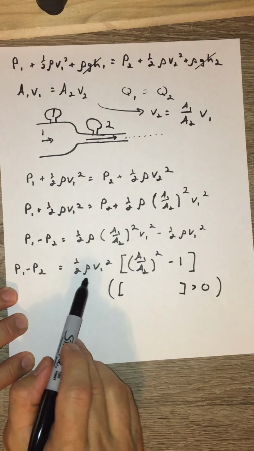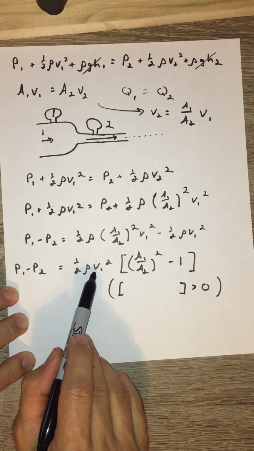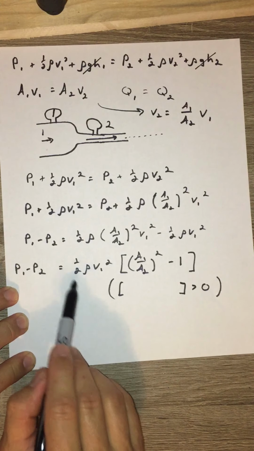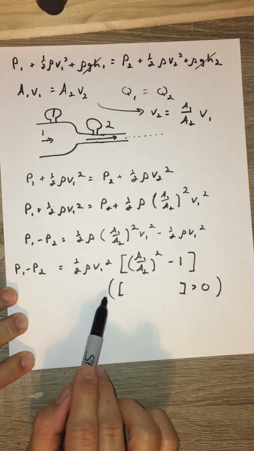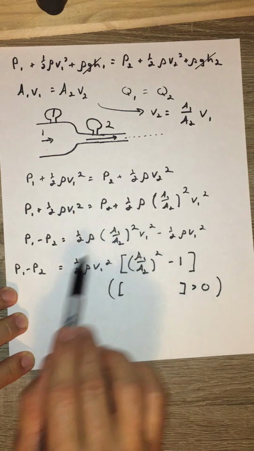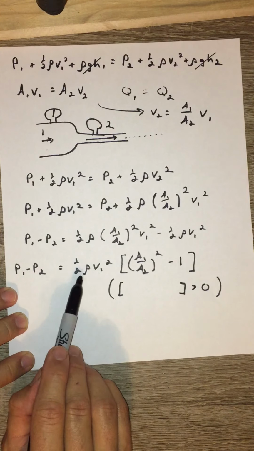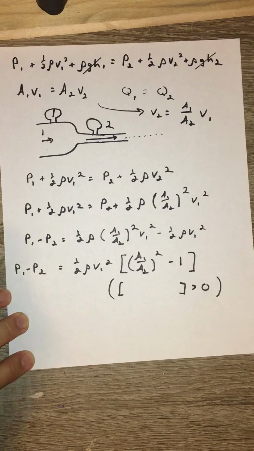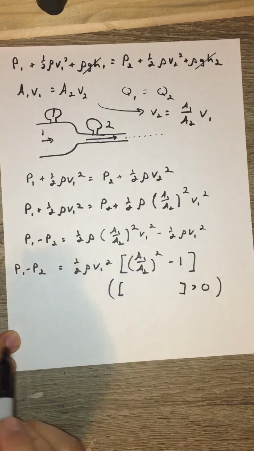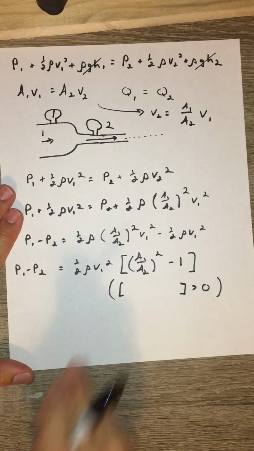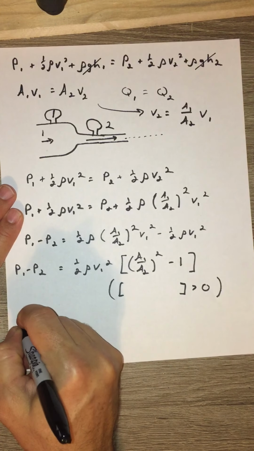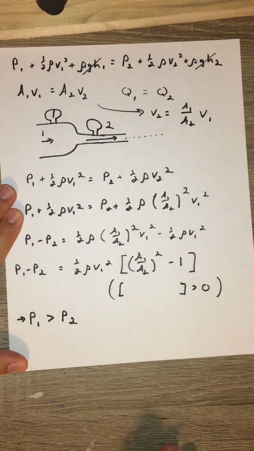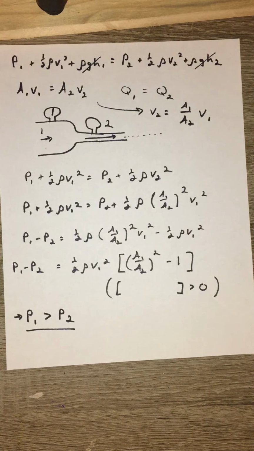What does that mean? Well, rho is always defined positively. This is a speed, which is always positive, and then it's squared. So everything here is positive, which means that this entire side is greater than zero. Every term, this one, this one, this one, and the brackets are greater than zero. That means the right side is positive. What does that mean for the left side? The only way that's possible is if P1 is greater than P2. It has to be the case.